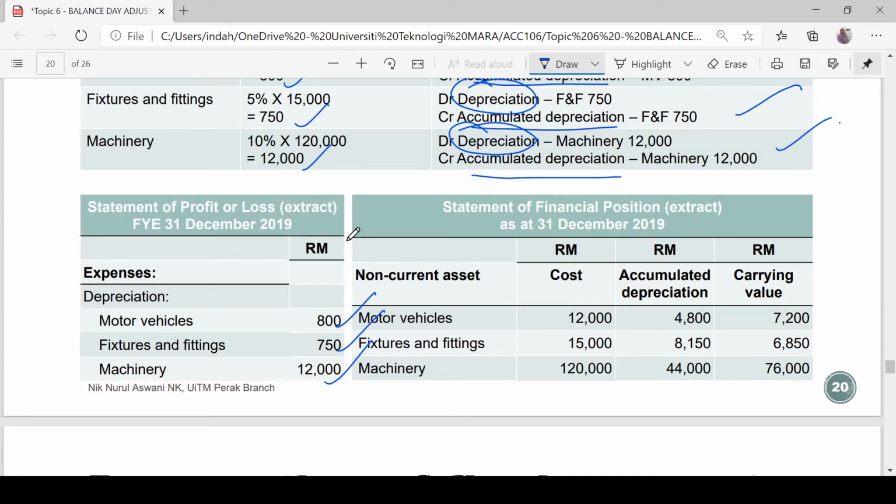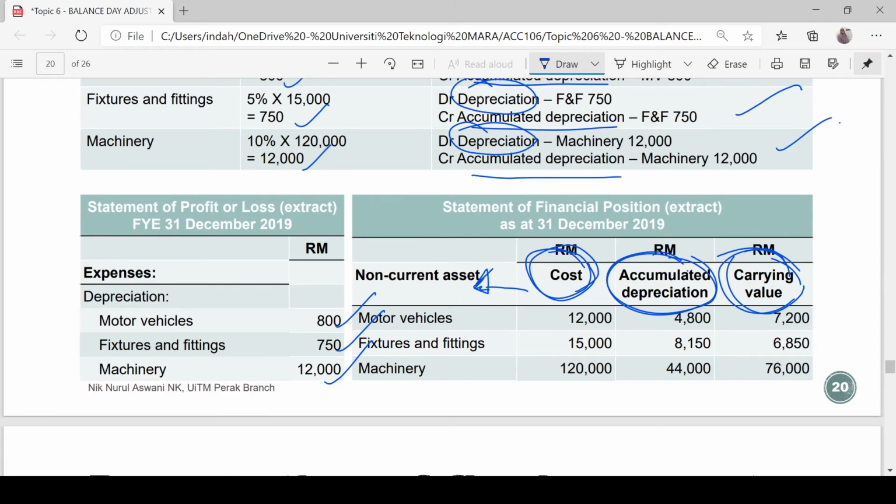Statement of financial position. For the statement of financial position, if you refer to the format in the textbook, for example page, if I'm not mistaken, page 89, you may notice that I may not have highlighted or emphasized this matter previously, but starting from this topic, for non-current asset, you have to show them clearly. For non-current asset, you have to have this heading: cost, accumulated depreciation, and carrying value. And this heading is only for non-current asset. It won't affect your current asset, your owner's equity, your non-current liability, or current liability. So these three items are for non-current asset only.